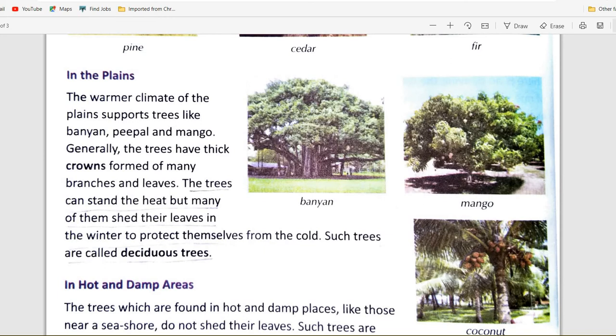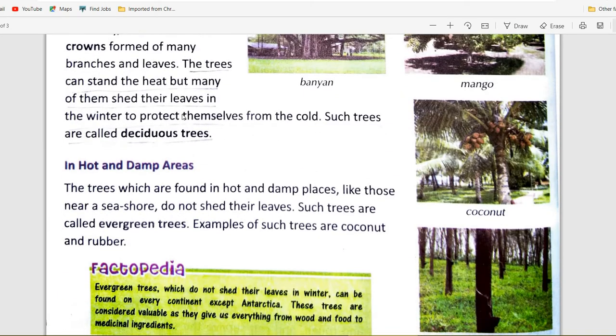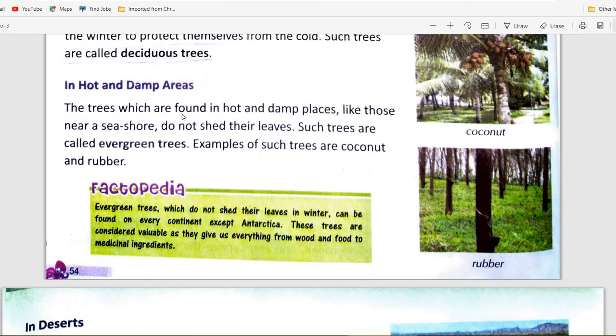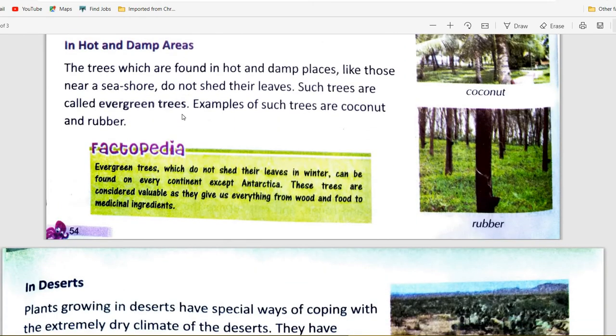So the next type of trees are found in hot or damp areas. In hot or damp areas, coconut and rubber trees are found. These trees are found near the seashore, and they do not shed their leaves in winter or in summer.